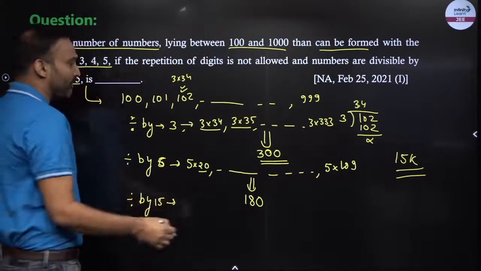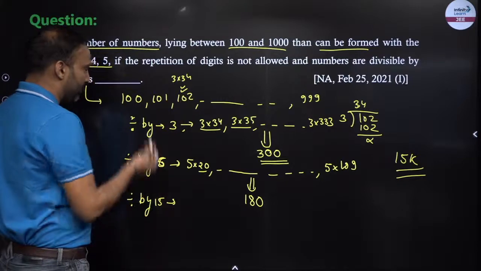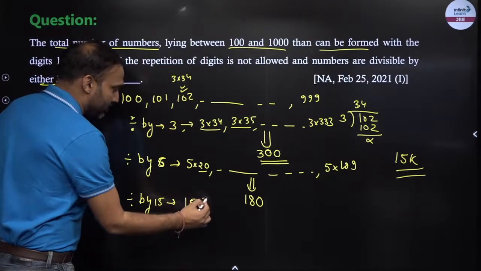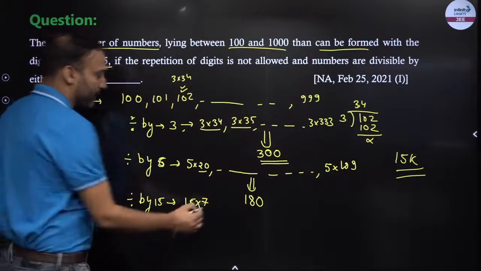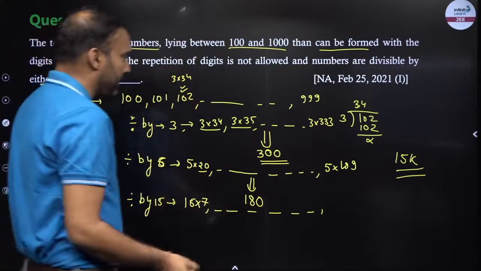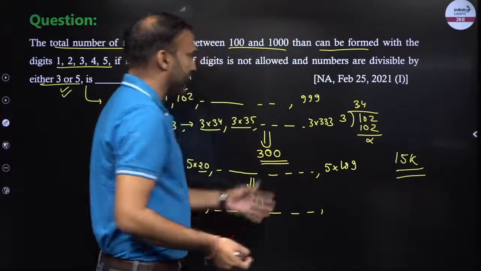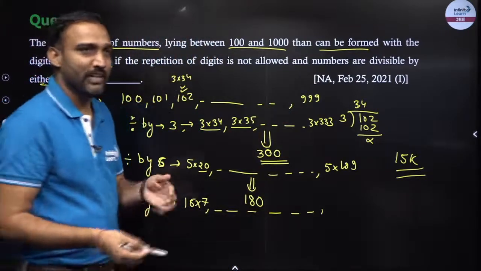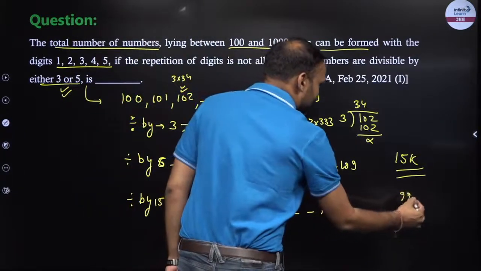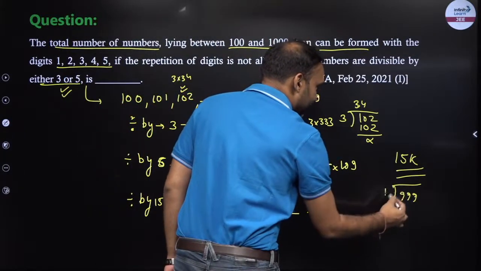So I will simply find the multiples of 15. What is the first multiple of 15? That is 15 into 7, that is 105. What is the last multiple of 15? Let's say I don't know; no worries, divide 999 by 15.